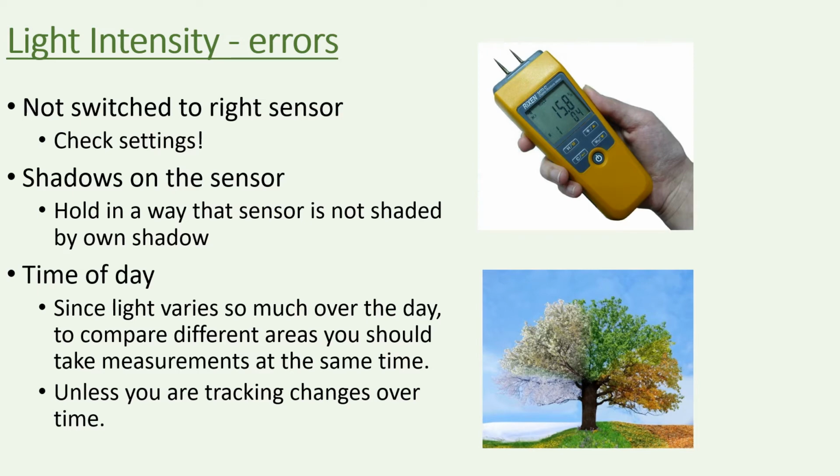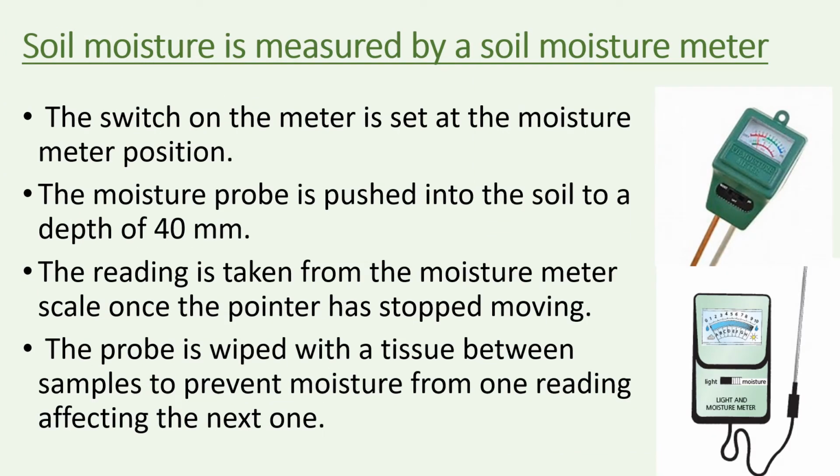So let's move on to soil moisture. You should have used the soil moisture meter in third year. Soil moisture is measured by a soil moisture meter. Again, you need to make sure that you switch the meter on to the correct setting. So this time you'd want to set it to the soil moisture meter position. And then you need to insert the soil moisture probe. You always have to talk about the probe, not the meter, or you will not get your marks. So your probes are these bits here.